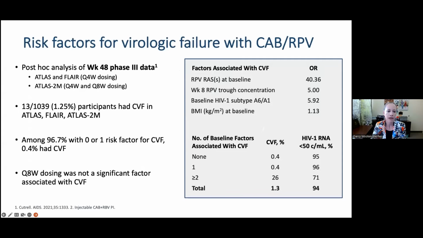And then the last cabotegravir/rilpivirine update that I wanted. So, Darcy? Yes.